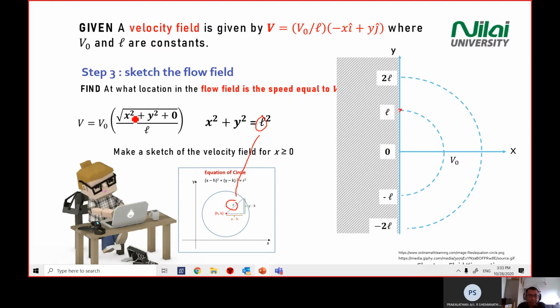You substitute this one inside the equation. Substitute your X value into the equation, you get value V0 here. Same, if you substitute your Y value 2L, you will get 2V0 here. Okay, so this is how we draft out our velocity field.